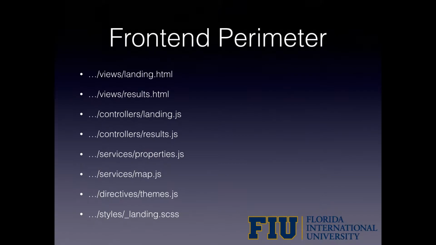The landing view is just all the information to display the landing page. Results is to display the results in the results page. Landing.js is JavaScript functions that are used to help the landing page. Results.js is JavaScript to connect to the results page. Properties.js are JavaScript functions to handle properties, and they also connect to the backend. Maps.js is handling the map in the results page.